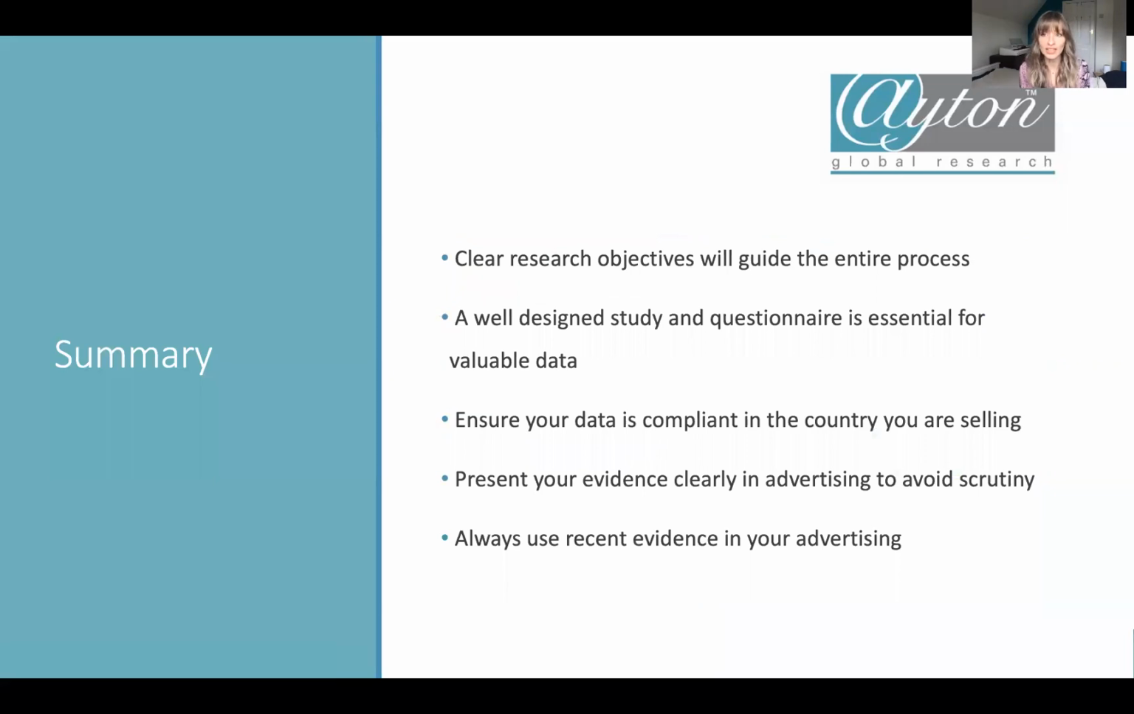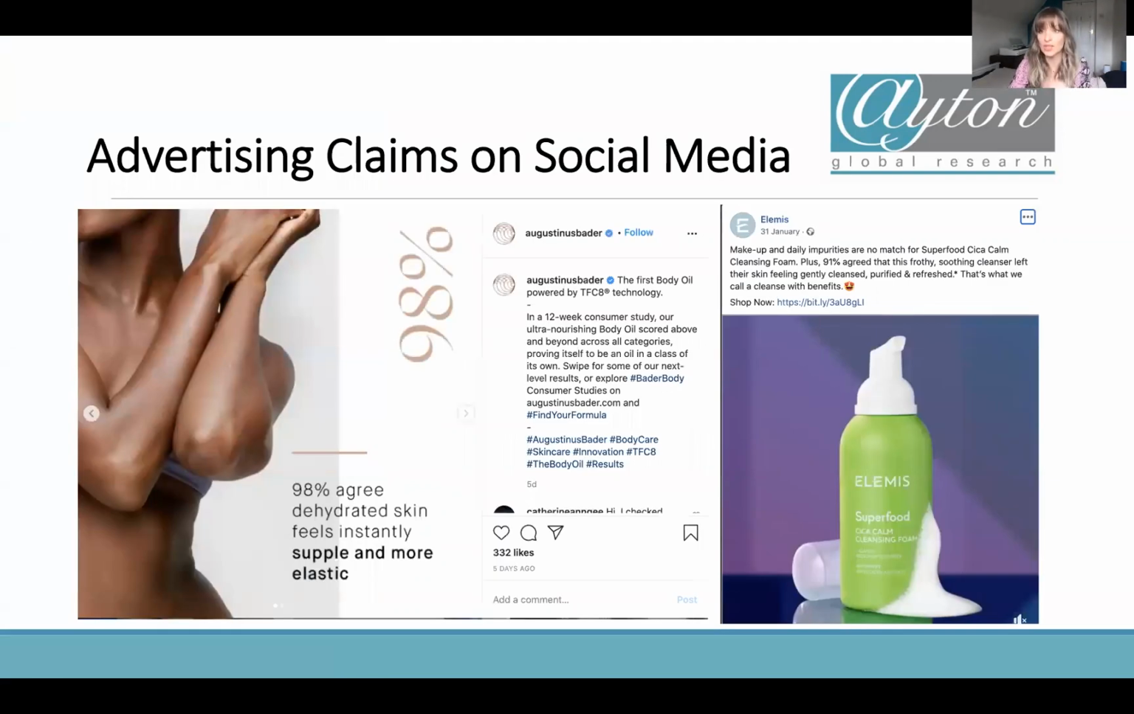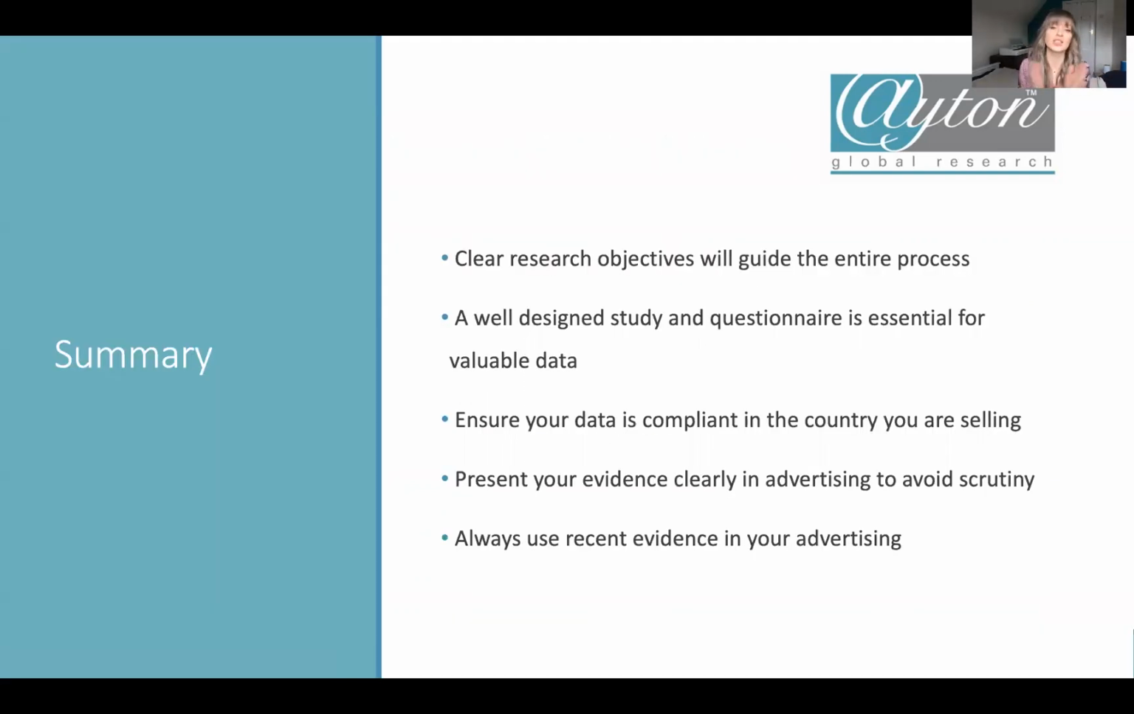So in summary, basically always make sure you've got clear research objectives. I think I push that point a lot, but it gives you an idea, as long as you know how you're using that data, if you know that's how you want to use your claims, this is how we design the questionnaire. So this is really how we think about our clear research objectives. A well-designed study and questionnaire is essential for valuable data. It all starts with the design. Once the study's gone out, if the questionnaire and the study is designed poorly for the research objectives, we need to start again. You can't kind of reverse that one.